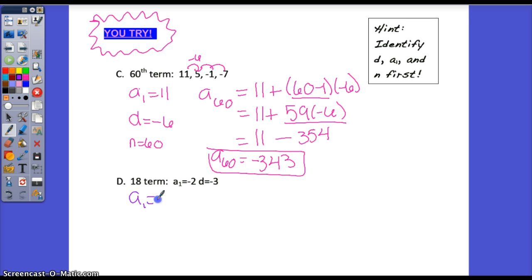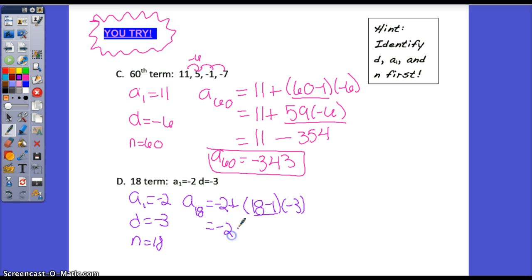Last but not least, letter D. You knew a sub 1 equals negative 2. Your difference is negative 3. And n equals 18. So a sub 18 equals negative 2 plus, in parentheses, 18 minus 1 times negative 3. 18 minus 1 is 17. Negative 2 plus 17 times negative 3. 17 times negative 3 gives you negative 51. Negative 2 minus 51 equals negative 53. So a sub 18 equals negative 53.